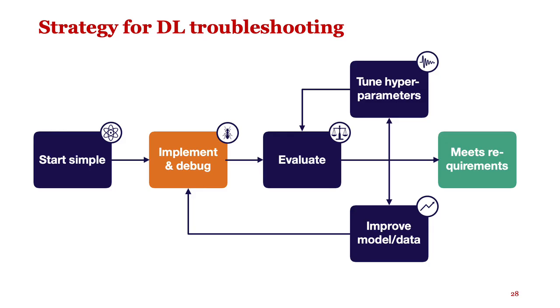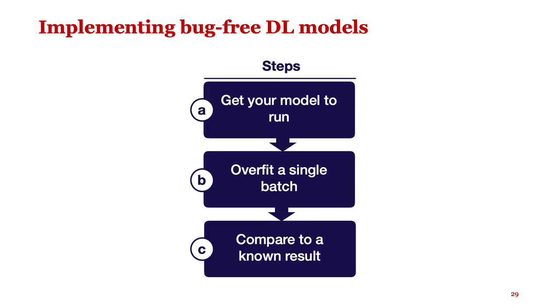The second one of the steps of this large diagram after start simple is to implement and debug. Implementing bug-free deep learning models is actually surprisingly complicated. There are pretty much these 3 steps, which is making sure that your model runs and that it's running correctly, that you can overfit on a single batch, and after overfitting in a single batch, that you can reproduce some well-known results that someone else might have published before.